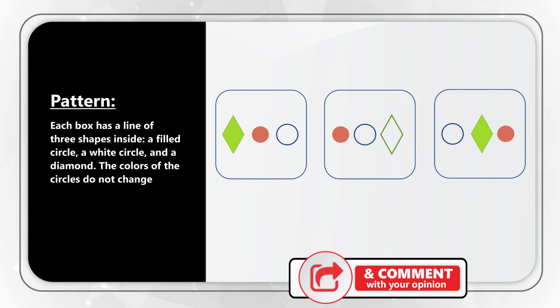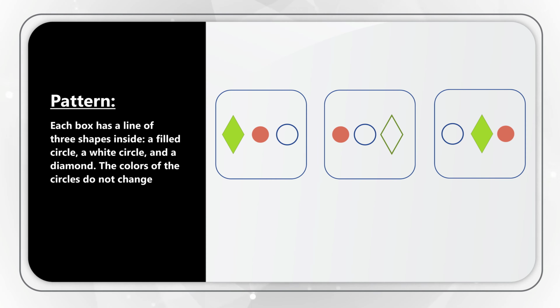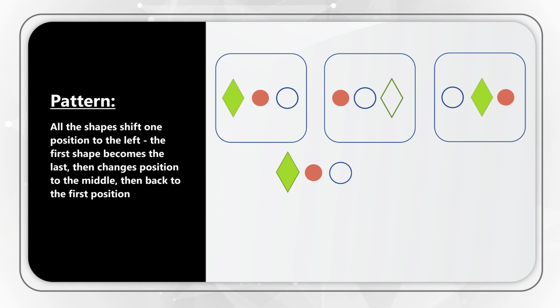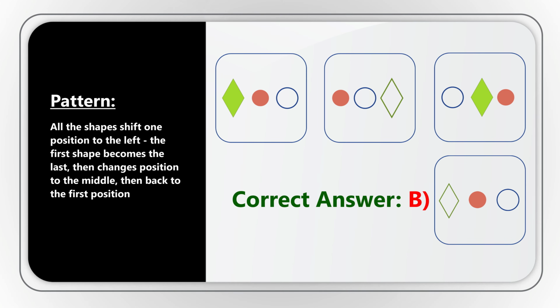You can also notice that there are 3 different shapes inside the boxes: a filled circle, a white circle, and a diamond. Another important consideration is that the colors of the circles do not change. But unlike the circles, the color of the diamond changes from filled to empty and then from empty to filled. You can also notice that all shapes shift 1 position to the left. The first shape becomes the last, then changes position to the middle, and then back to the first position. Now, as you learned about the pattern, you can calculate that the answer here is choice B. Hopefully you've nailed this question on your own and now know how to answer similar problems on the test.